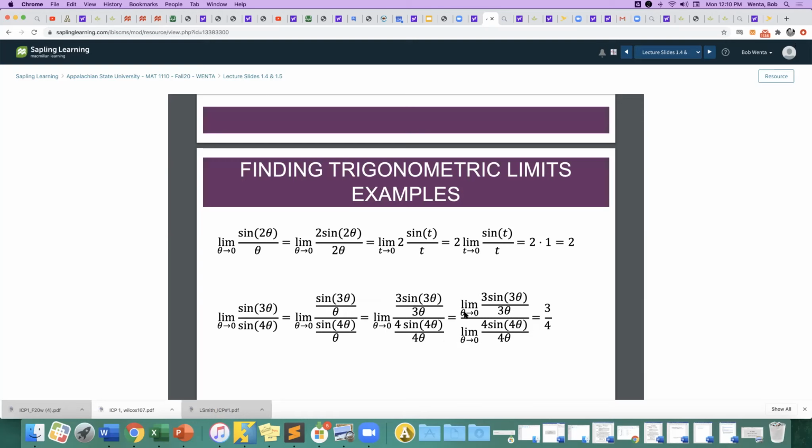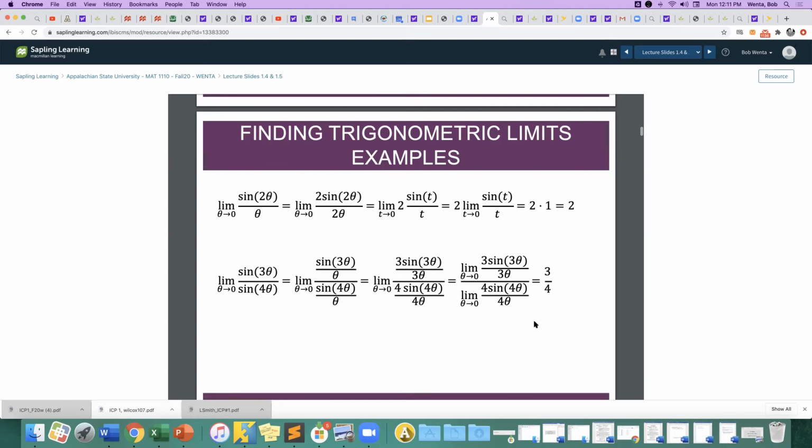The limit as theta goes to 0, it's like bringing the 3 out front, bringing the 4 out front. Well, they're not doing that anymore. They just do the shortcut because you know the answer. You don't have to do the whole thing, bring the 3 out front and show me that, bring the 4 out front. You can recognize that this is 3 times 1, and this is 4 times 1. That is equal to 3 over 4. Okay? So I want you to see that and be confident with it.